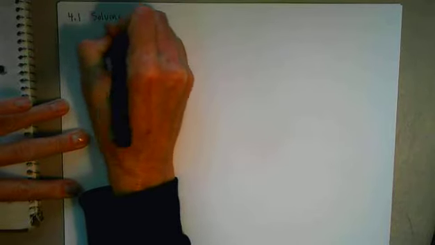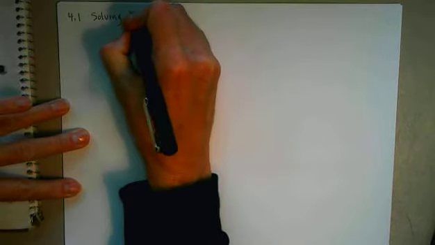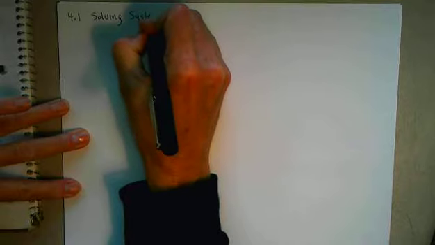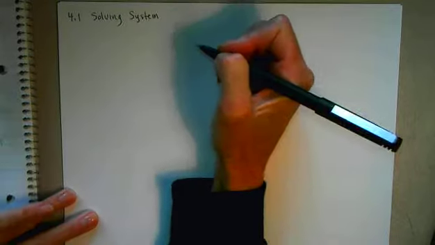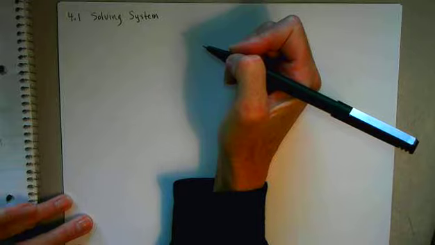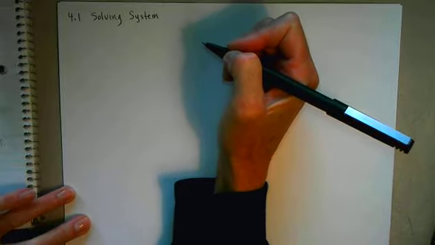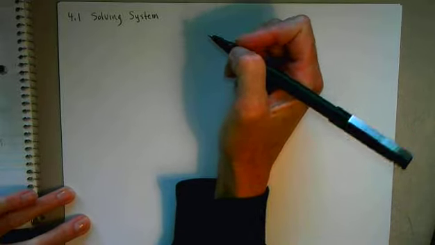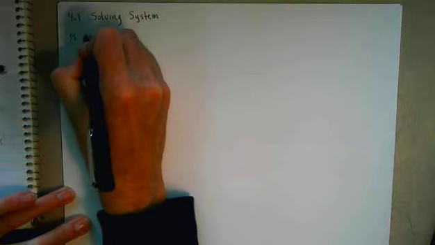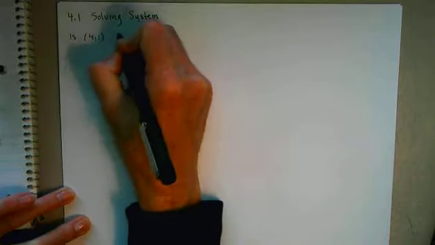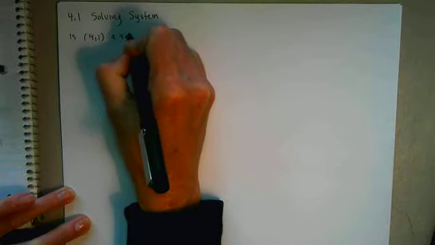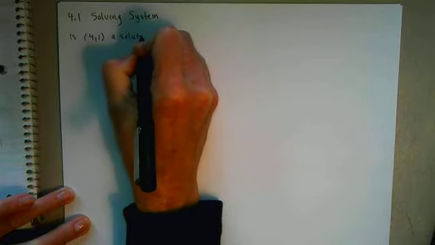Alright, 4.1, we are solving systems. And this is a new chapter, and this is the first time we've talked about what a system is. But these will have two variables, and that's kind of nice, because later we'll get to them with three. But the first thing they do is they give you a point. For example, they could say, is this point a solution of this system?